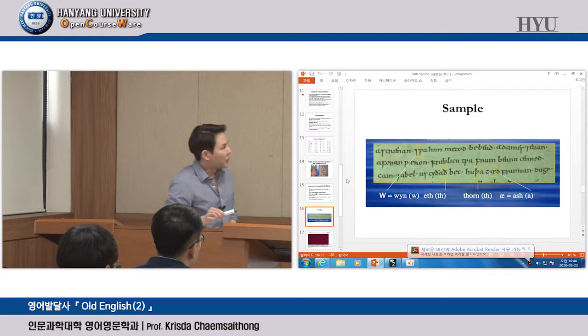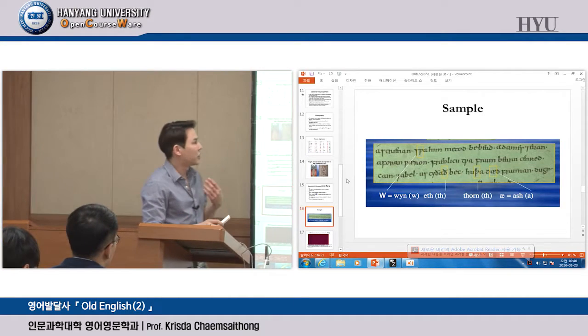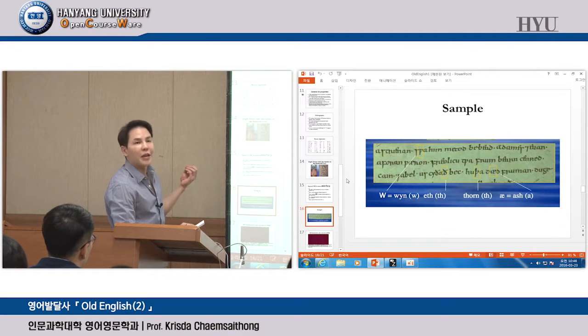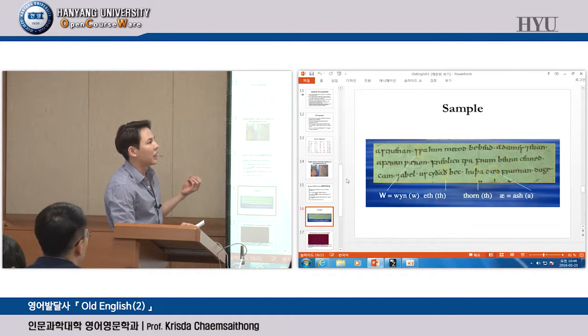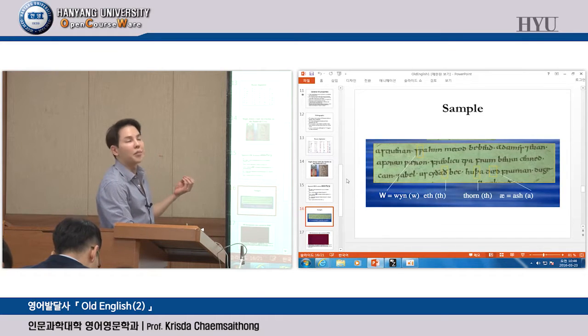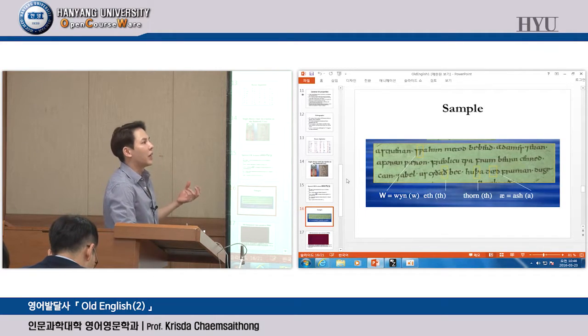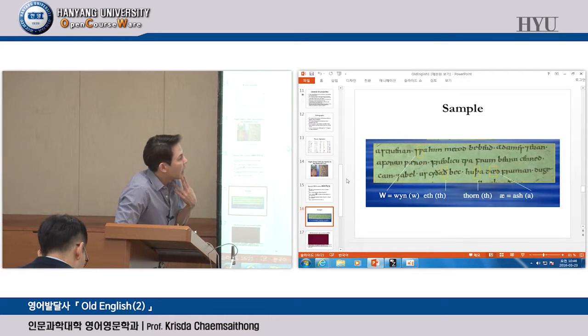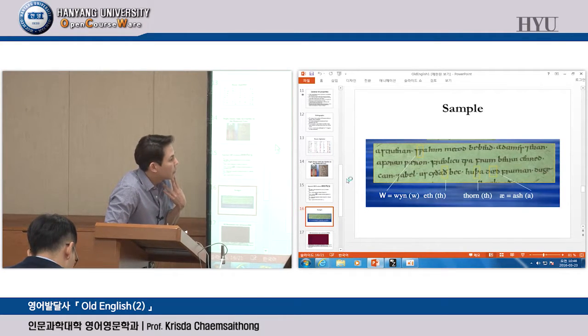So this is why it's confusing. This one is not a P. It looks like a P, this thing here, but actually it's a W. It's a W sound. So it's the wynn, right? It can be confusing.